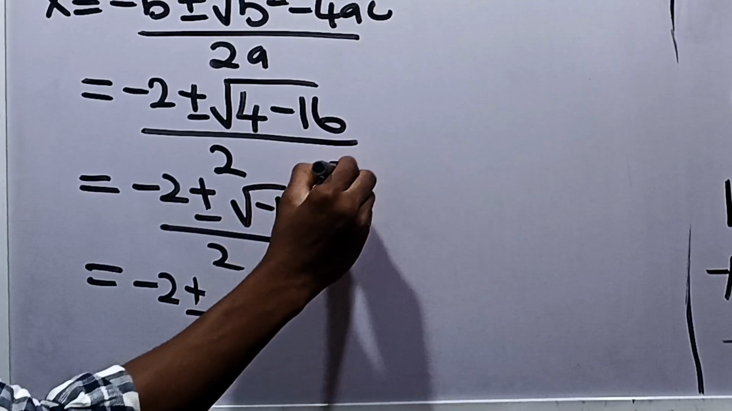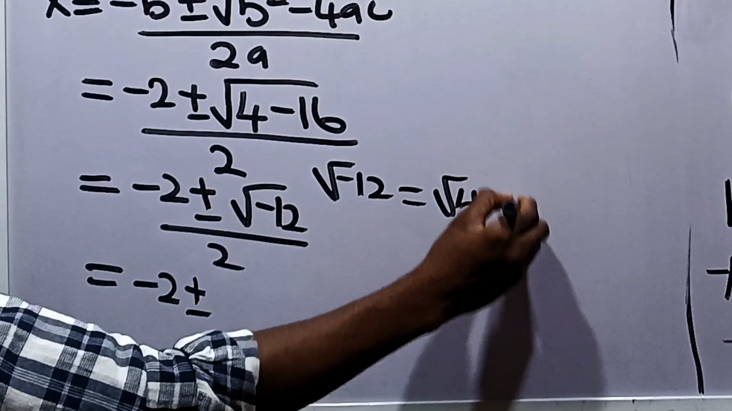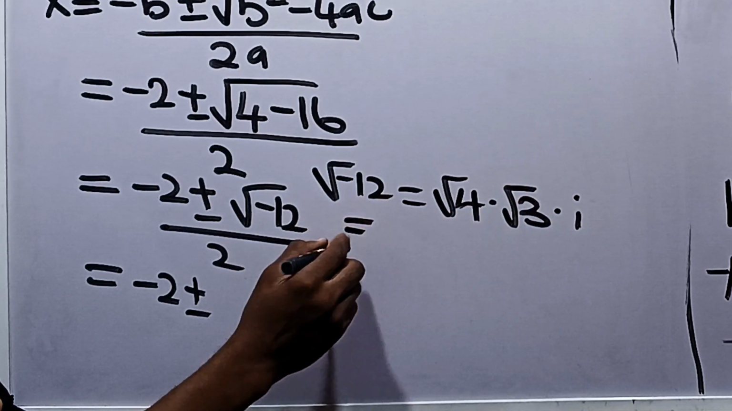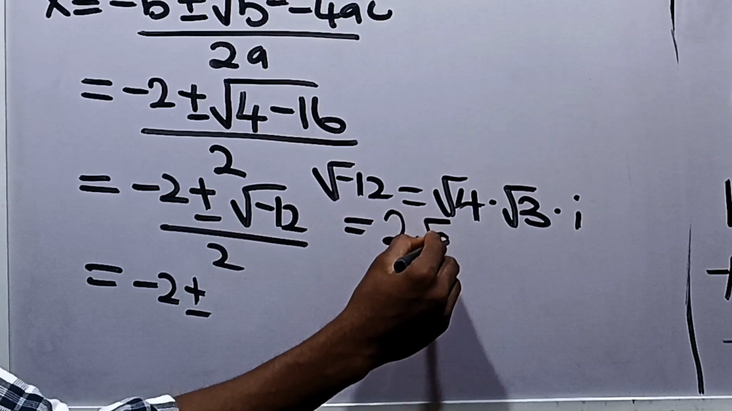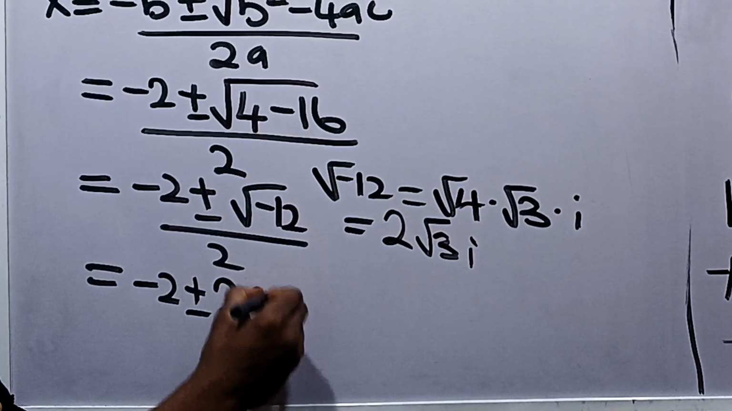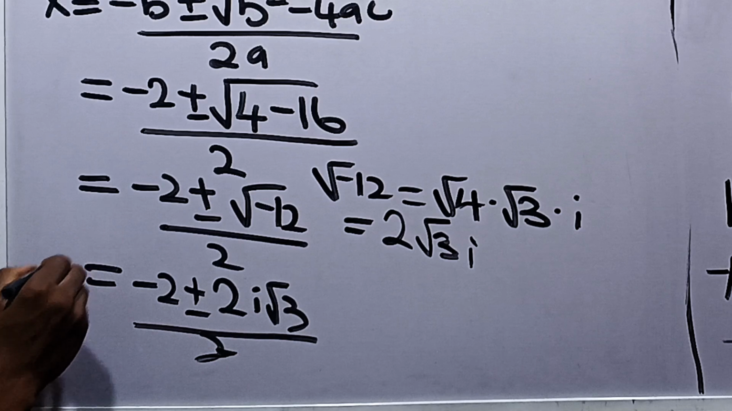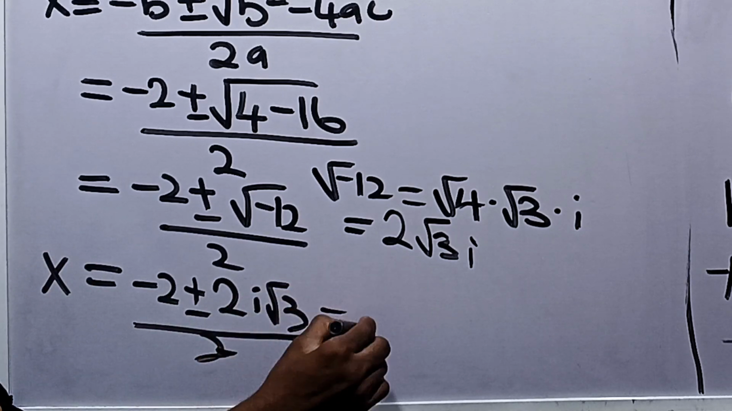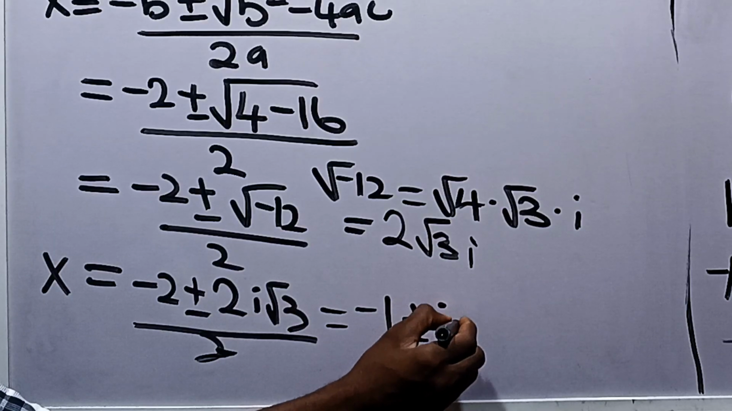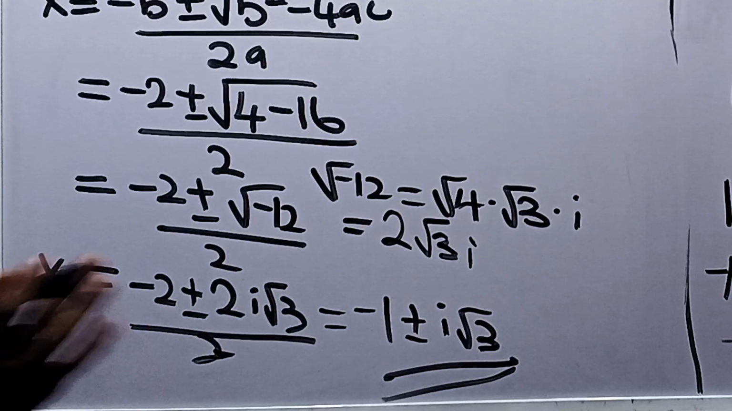When we have root of negative 12, it's equal to root of 4 times root of 3 times i, which is root of negative 1. And root of 4 is 2, so this is 2 root 3 i, or you can say 2i root 3. So you can also write 2i root 3 divided by 2. So finally, x here will become equal to negative 1 plus or minus i root 3. Now, this is the fourth answer for x in this question.